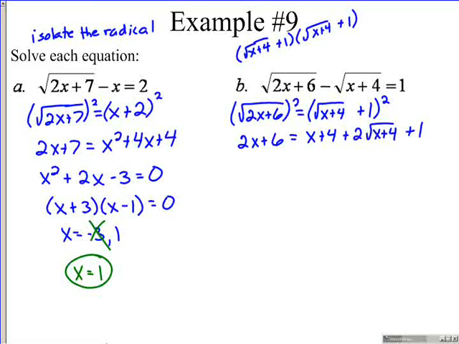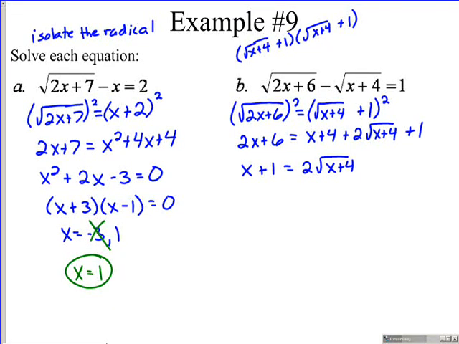From here, we still have a variable inside a square root, so we still need to isolate that radical. So I'm going to move everything else away from this. I'm going to subtract the x over. I have 4 plus 1, which is 5. I'm going to subtract the 5 over. And we're left with that.